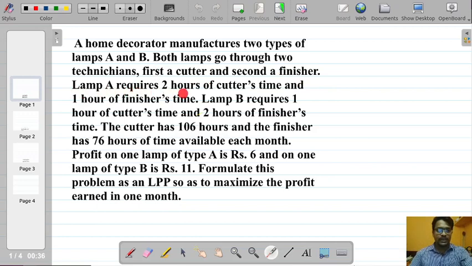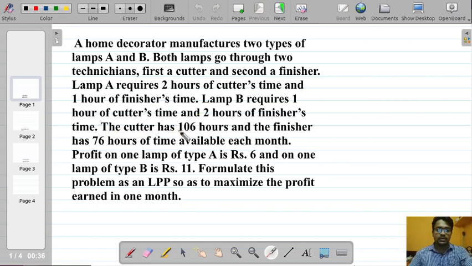Lamp A requires 2 hours of cutter's time and 1 hour of finisher's time. Okay, and lamp B requires 1 hour of cutter's time and 2 hours of finisher's time. Okay, so that means each unit of lamp A requires this many hours. Okay, similarly each unit of lamp B requires these many hours.